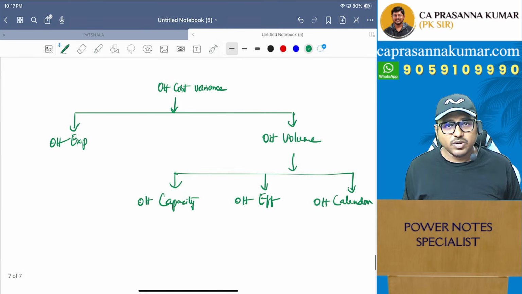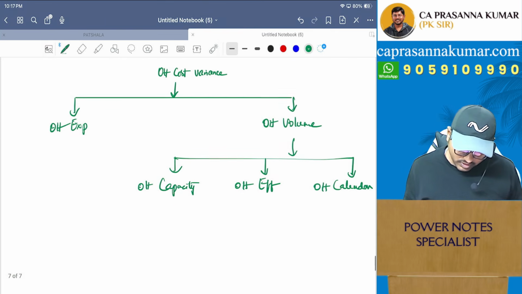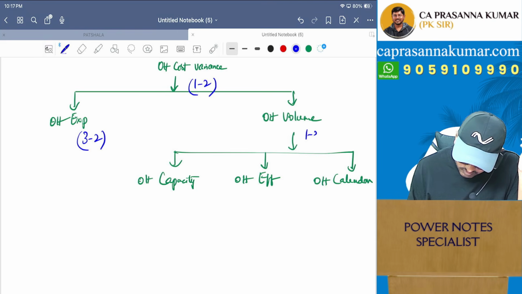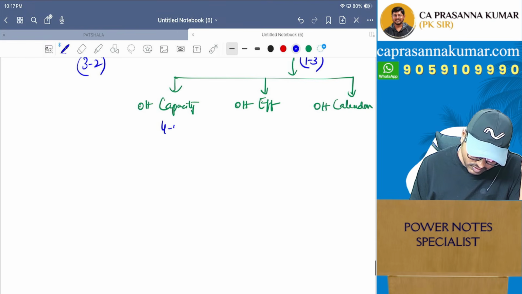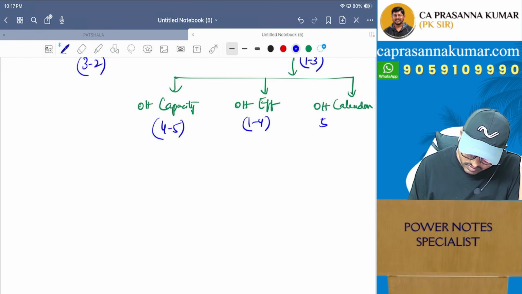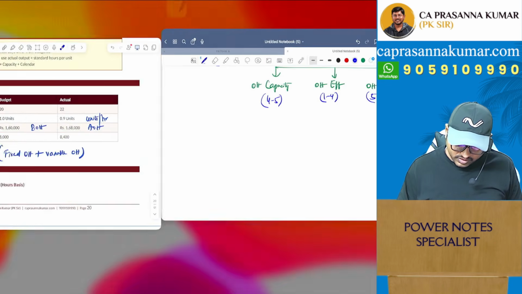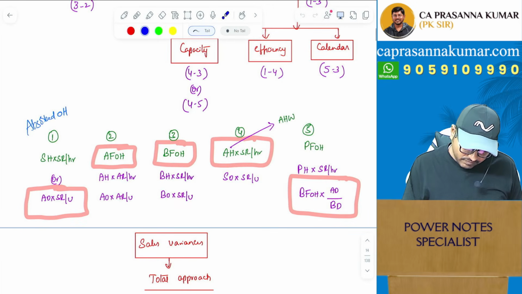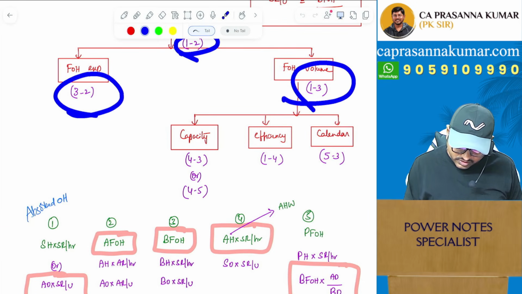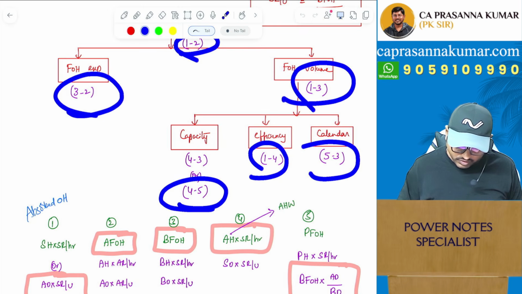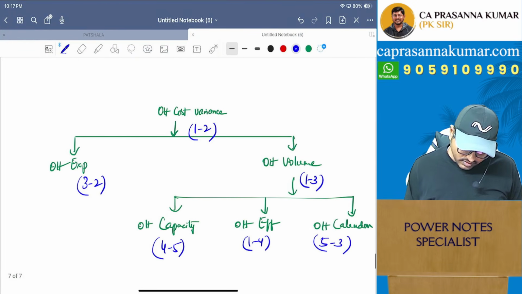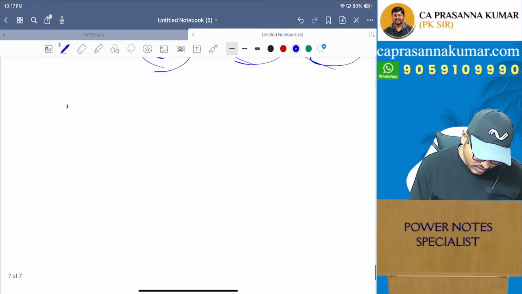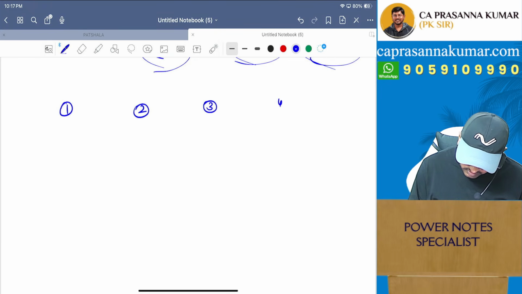Usually we'll call it fixed overhead, but now we cannot call it fixed overhead because it is overheads. Formula is the same. 1 minus 2, 3 minus 2, 1 minus 3. Because there is calendar, this will be 4 minus 5, 1 minus 4, 5 minus 3. You remember the formulas? See, 1 minus 2, 3 minus 2, 1 minus 3, 4 minus 5 if there is calendar, 1 minus 4 and 5 minus 3. Got it? So 1, 2, 3, 4, 5.